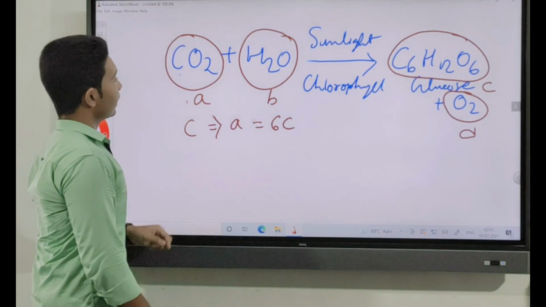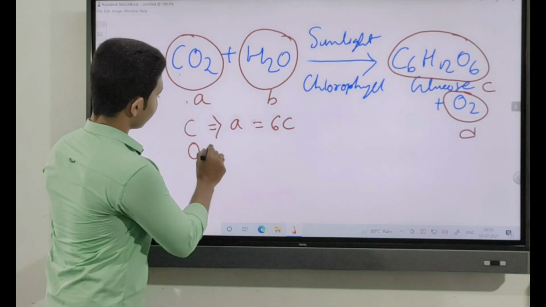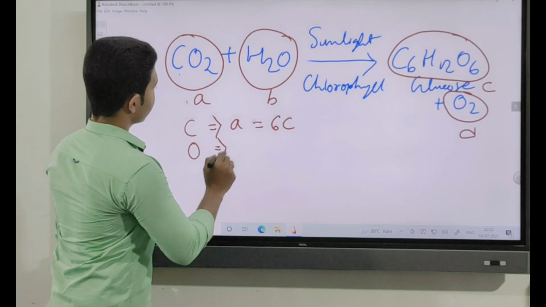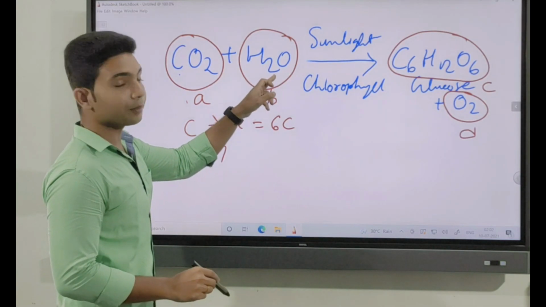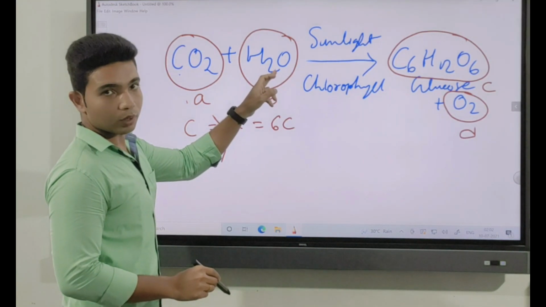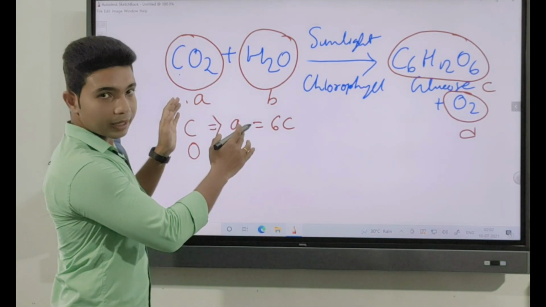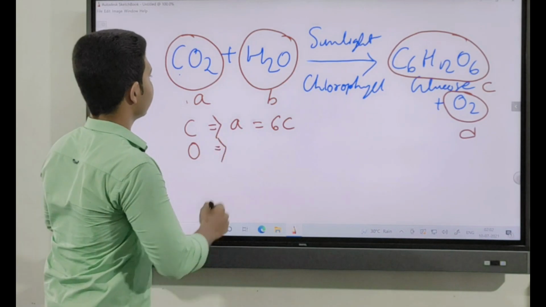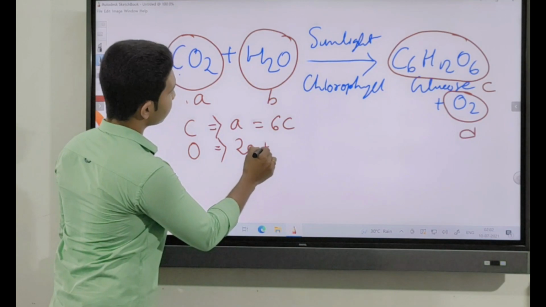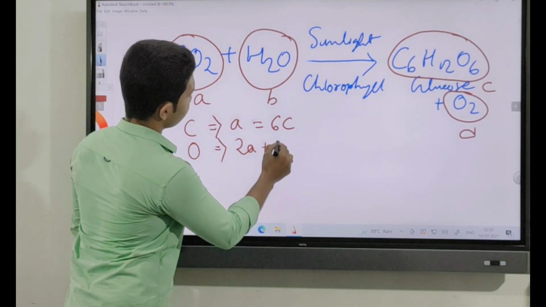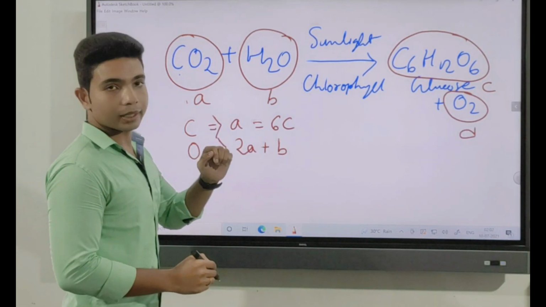Next, you have oxygen on the reactant side, so I am writing oxygen here. In A, you can see there are 2 oxygens in carbon dioxide, and in B you have 1 oxygen. So all the oxygens on the reactant side, we are going to combine and write. I can write 2A for oxygen and 1B. 1B I don't need to write, I can write only B.